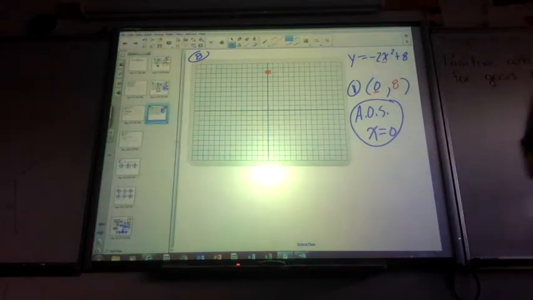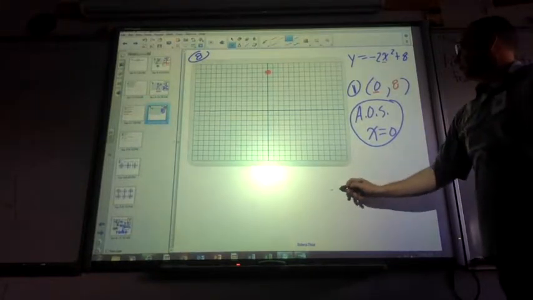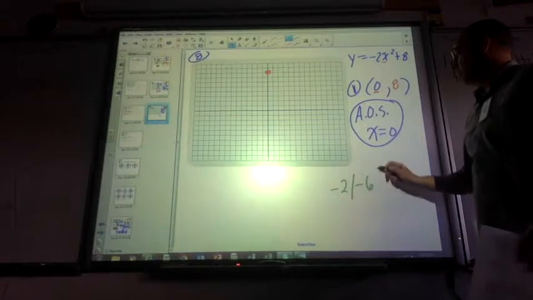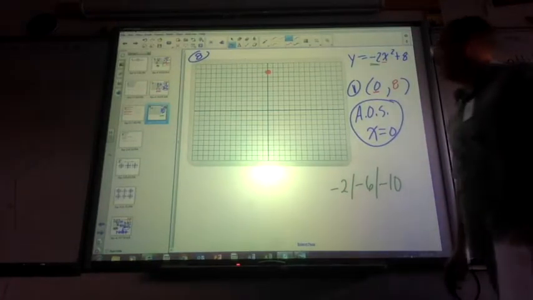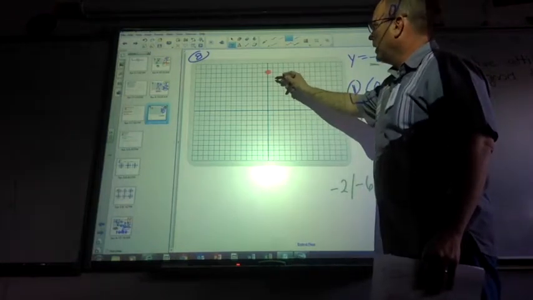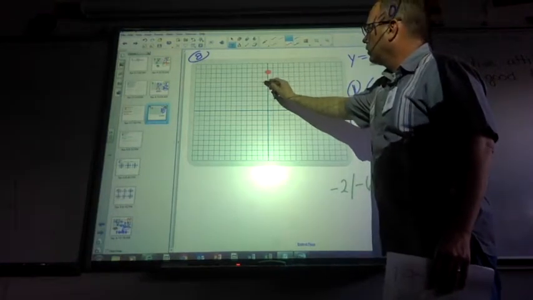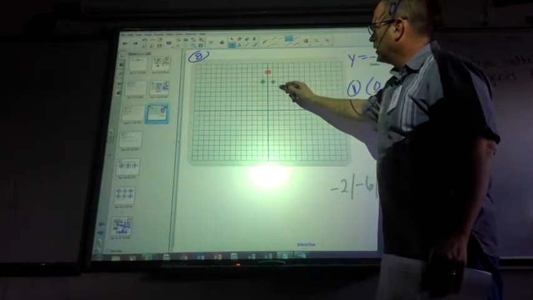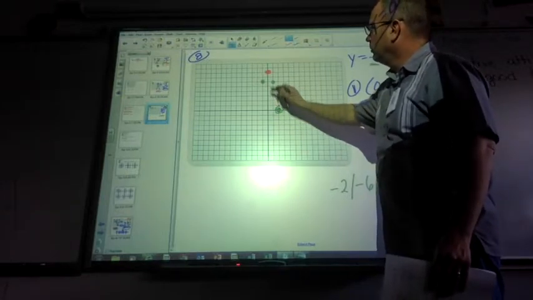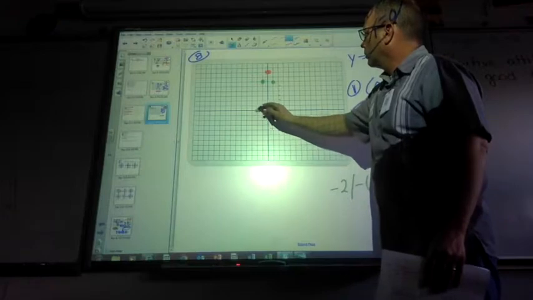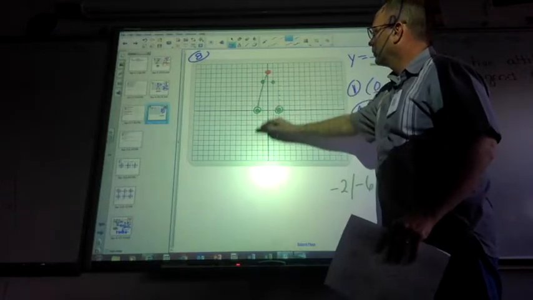Pattern graph work. What's it going to be? There you go. Negative 2, negative 6, negative 10, because that's a negative 2. We've got to double it and make it negative. So I'm going to go right one down 2, left one down 2, right one down 6. Oh, look what I found. Root. Root.